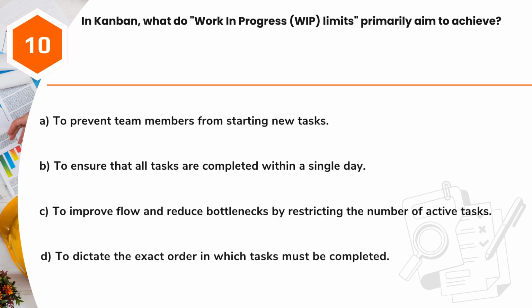Question 10. In Kanban, what do work in progress (WIP) limits primarily aim to achieve? A. To prevent team members from starting new tasks. B. To ensure that all tasks are completed within a single day. C. To improve flow and reduce bottlenecks by restricting the number of active tasks. D. To dictate the exact order in which tasks must be completed.